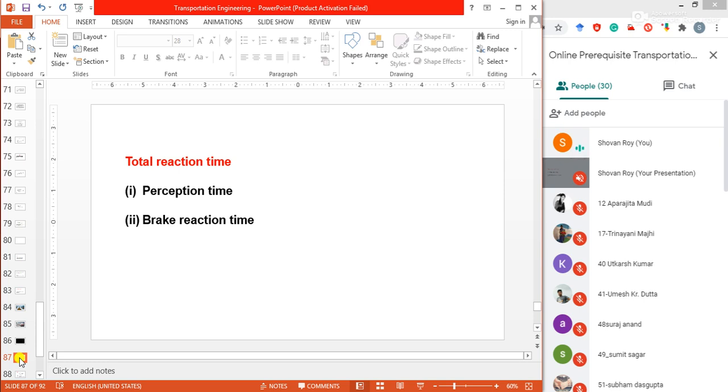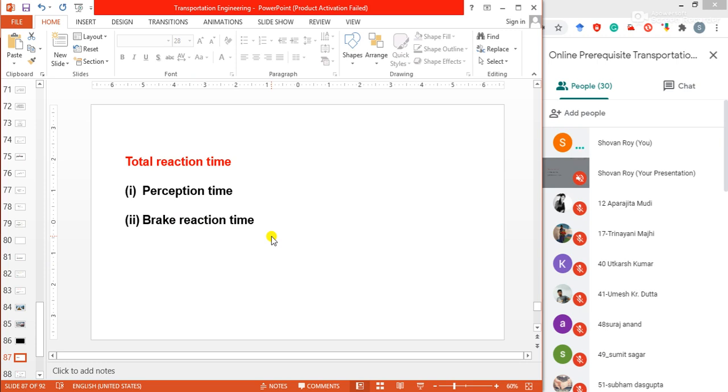During this time, the vehicle travels a certain distance at the original speed or the design speed. When the driver is seeing the object in front of him or her, during this time the vehicle is going forward at the same speed. Thus the stopping distance increases with an increase in the reaction time of the driver. The total reaction time may be split into two parts: one is perception time, two is brake reaction time.